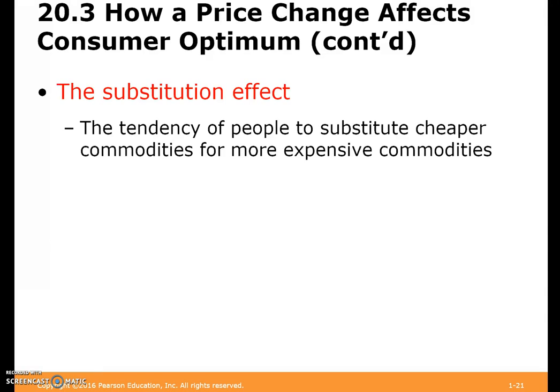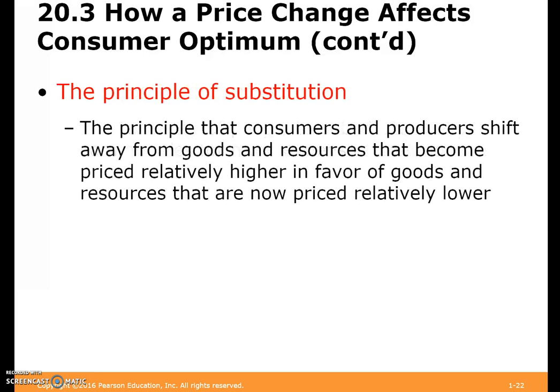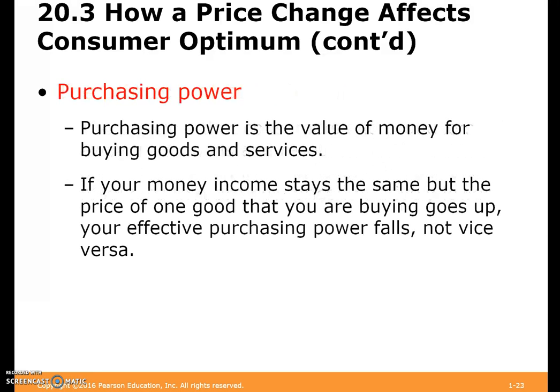We want to talk a little bit about how the substitution of goods plays a role in consumer choice. The substitution effect is the tendency of people to substitute cheaper commodities for more expensive commodities. The principle of substitution is that consumers and producers shift away from goods and resources that become relatively higher priced in favor of goods and resources that are relatively lower priced.